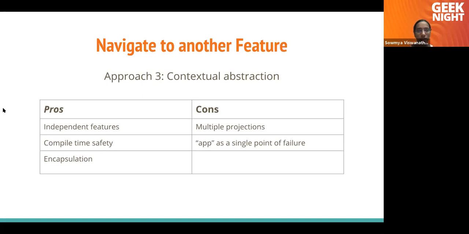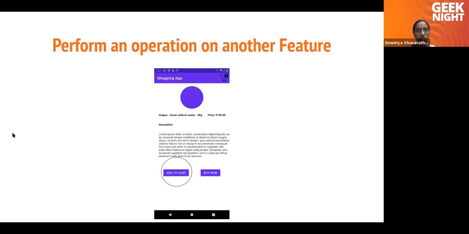So we went ahead with the contextual abstraction approach, where each feature was responsible for its own projection and its own contract to talk to the other features. Now, taking this approach 3 of contextual abstraction, let's look at the other type of navigation possible in the app. In our shopping app, that is when I want to add an item to the cart from the product page, but it does not involve any navigation out of the product screen. Let us see how contextual abstraction applies here.